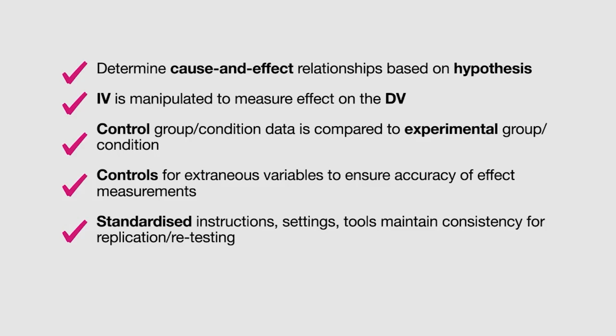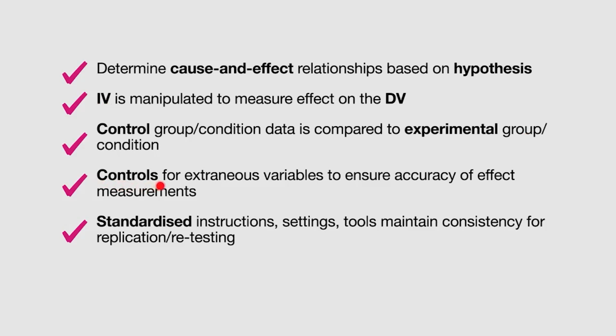Now, any experiment will contain an independent variable, which is your factor X, and that independent variable or X is manipulated or influenced by the experimenter to see what kind of change or effect it has on Y, which is your dependent variable. The dependent variable is dependent on the independent variable for any kind of change. Another key feature of experiments is that they will have a control group or condition, and that control group or condition will provide data for comparison with the experimental group which receives the independent variable.